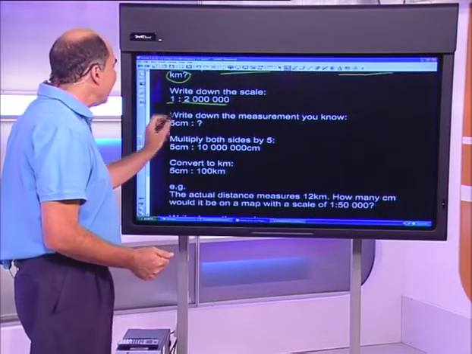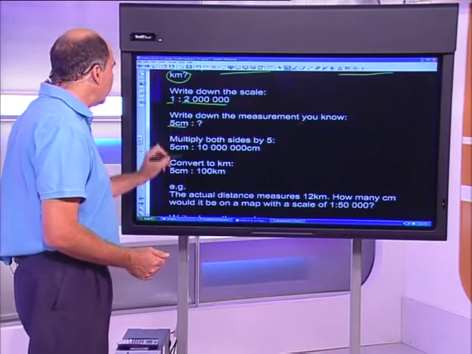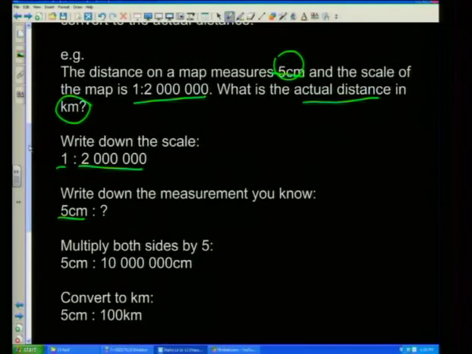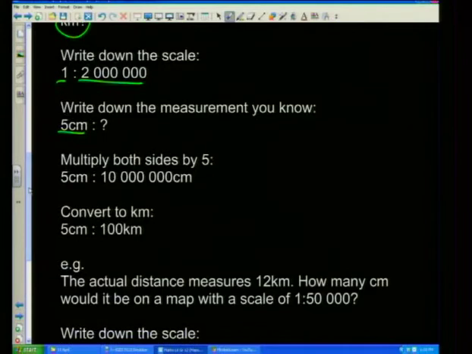Now, then the next thing was we write down the measurement. Notice we're getting a ratio. And we're saying we know that on the map, back on the question, it measured 5 centimeters. So what we don't know is what this is going to be. But bear in mind that this must be in centimeters. We know it has to be the same unit.